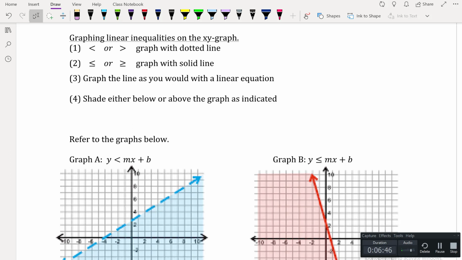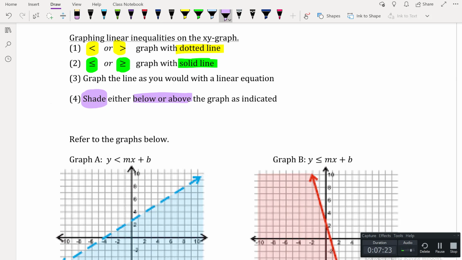Now here we're going to be graphing our linear inequalities on the xy graph. So just know that when you have the inequality that's strictly less than or greater than, it's going to be dotted. Versus if you have less than or equal to, greater than or equal to, then it's going to be a solid line. Then you graph the lines as you would with the linear equation, and you shade either below or above the graph as indicated. And this is where a lot of students have some difficulty of how to shade either above or below, but hopefully this video will help you.